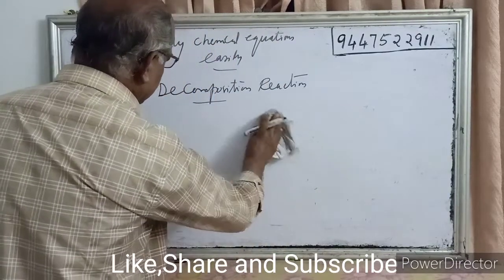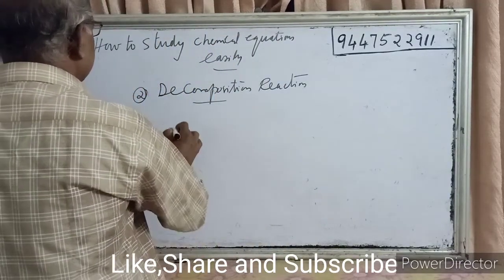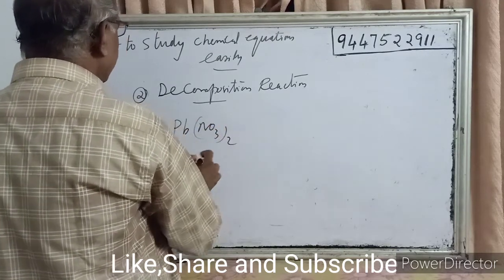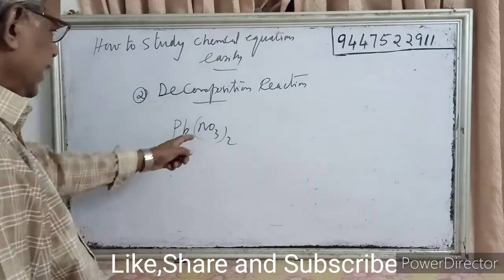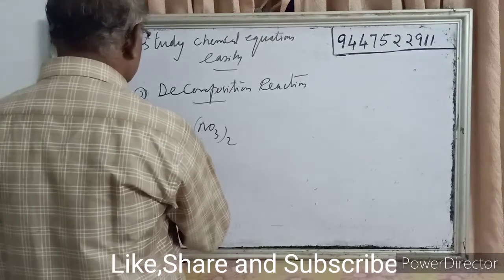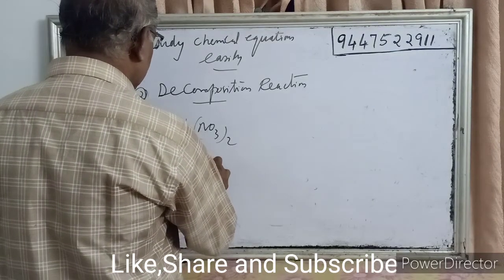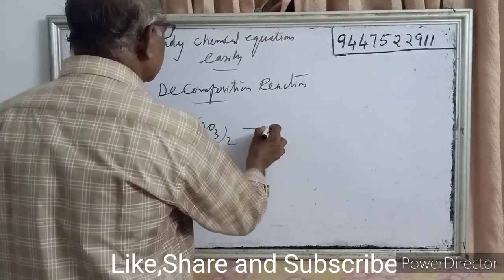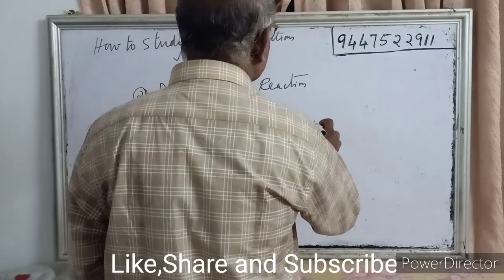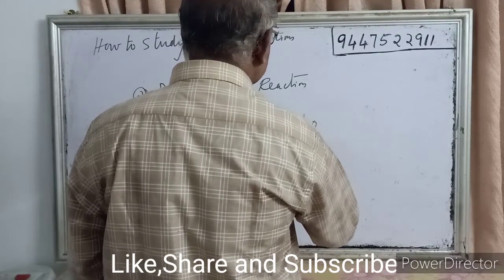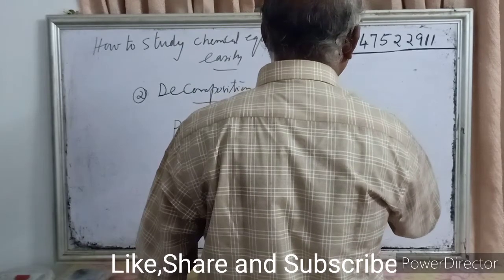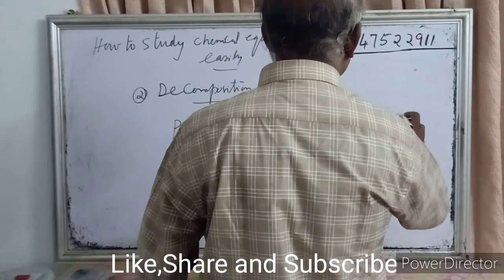Then another example is lead nitrate. Valency for lead is 2, nitrate is 1. So the formula is Pb(NO3)2, lead nitrate. This is colorless, that is white. This on heating gives lead oxide, which is yellow, plus nitrogen dioxide and oxygen.